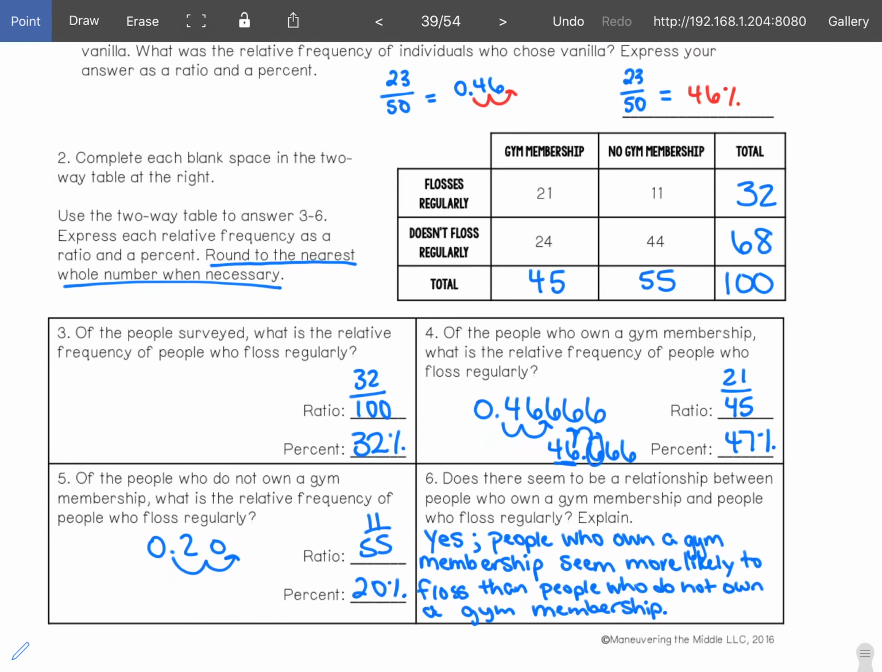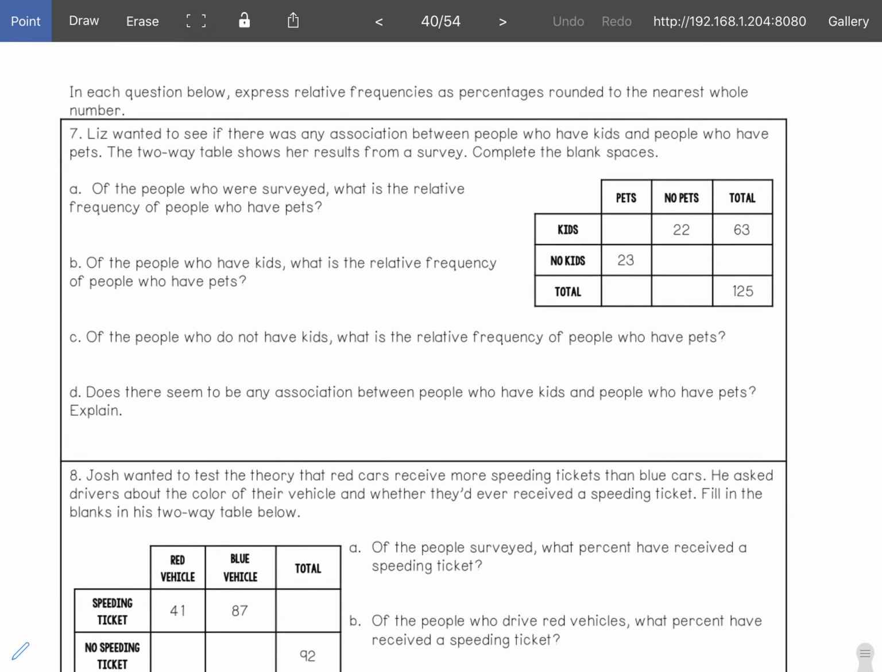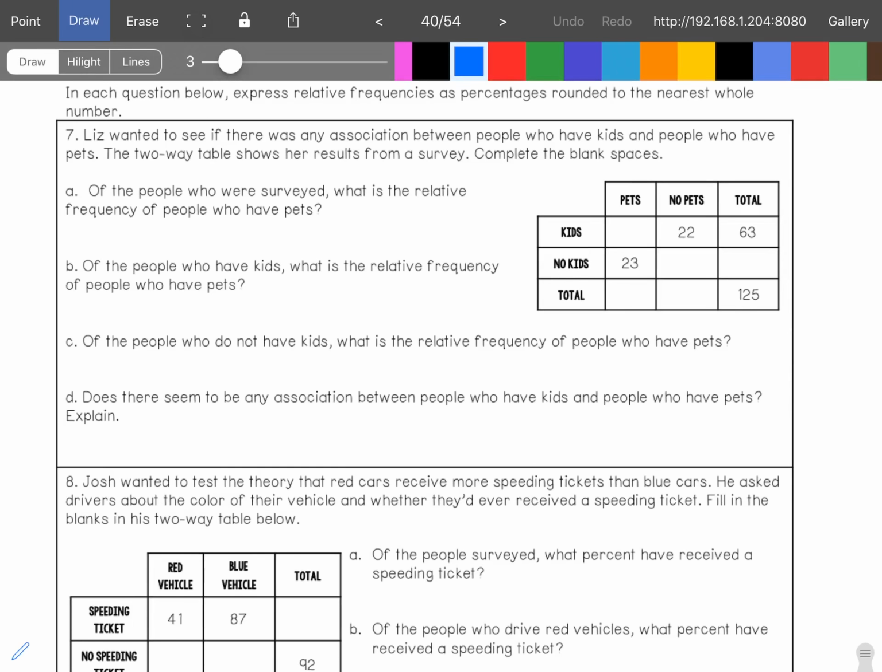Okay, and if you go and look, out of the people with a gym membership versus no gym membership, 21 people floss versus the 11. So if we look over here, it's 20% versus the 47%. In each question below, express relative frequencies as percentages rounded to the nearest whole number.